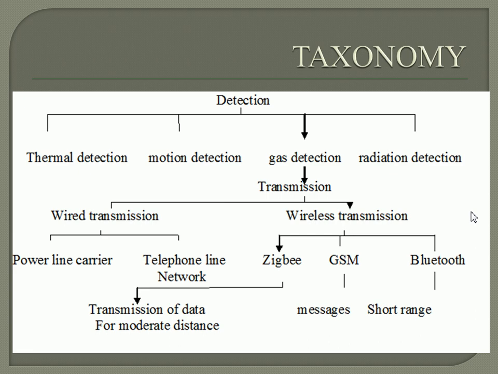After detection, there are two types of transmission: wired transmission and wireless transmission. In wired transmission, there are power line carrier transmission and telephone line transmission. And for wireless, here we are using Zigbee transmission, which is a very easy and fast way to transfer data. Thank you.